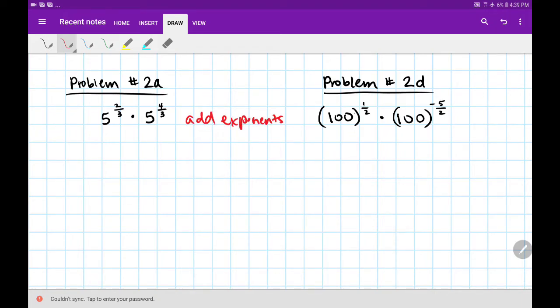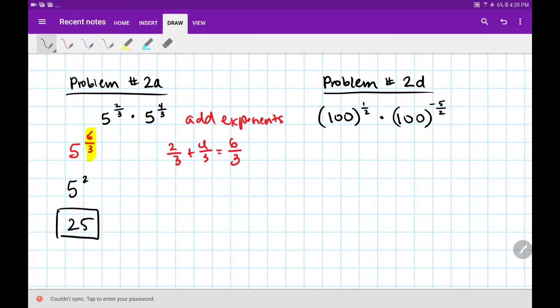And in fact, 5 to the 2/3 times 5 to the 4/3 will give me 5 to the 6/3. But again, that's not exactly what I'm going to put for my final answer because I can simplify this. So that's going to give me 5 squared. Simplify it more. 5 squared is 25, and that's our final answer.